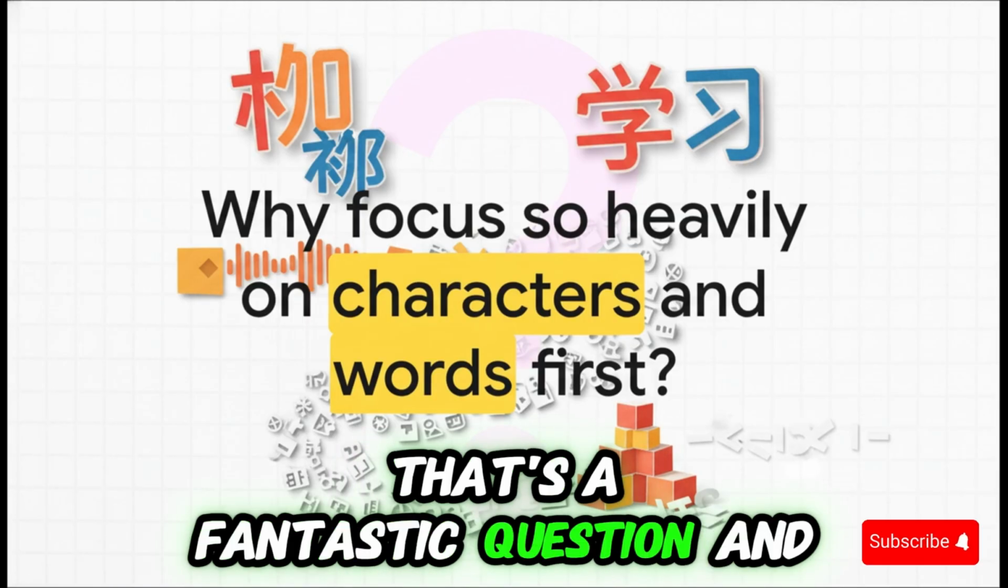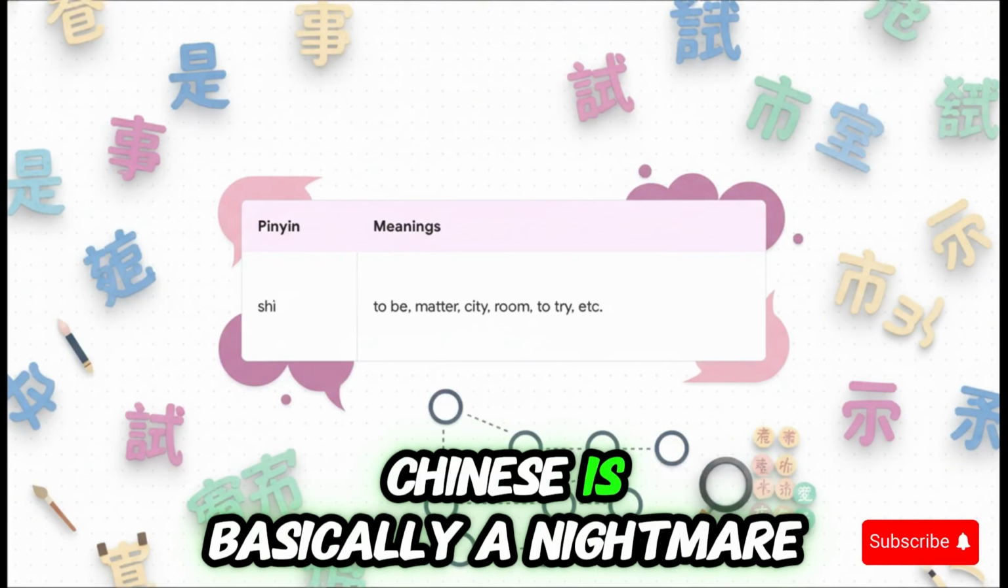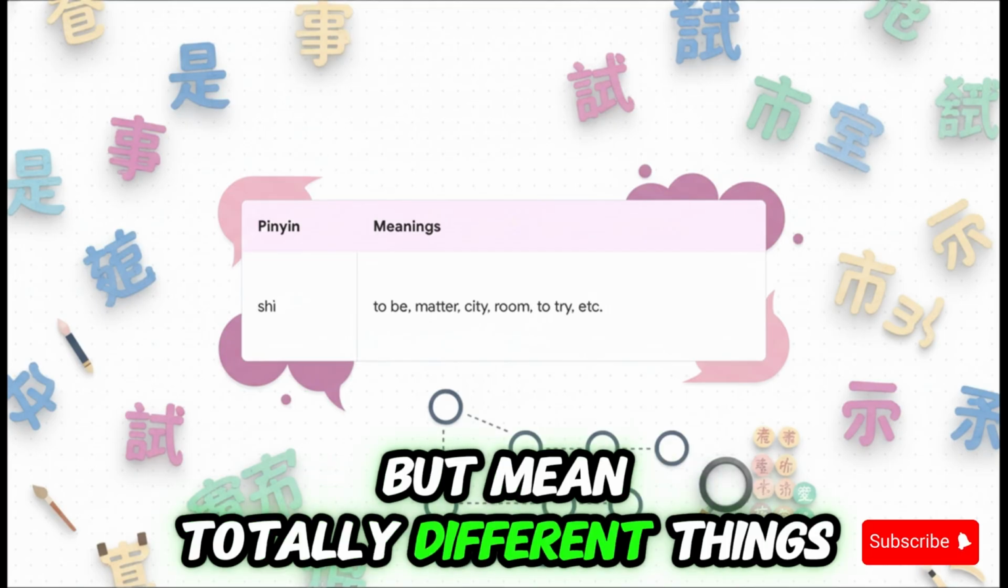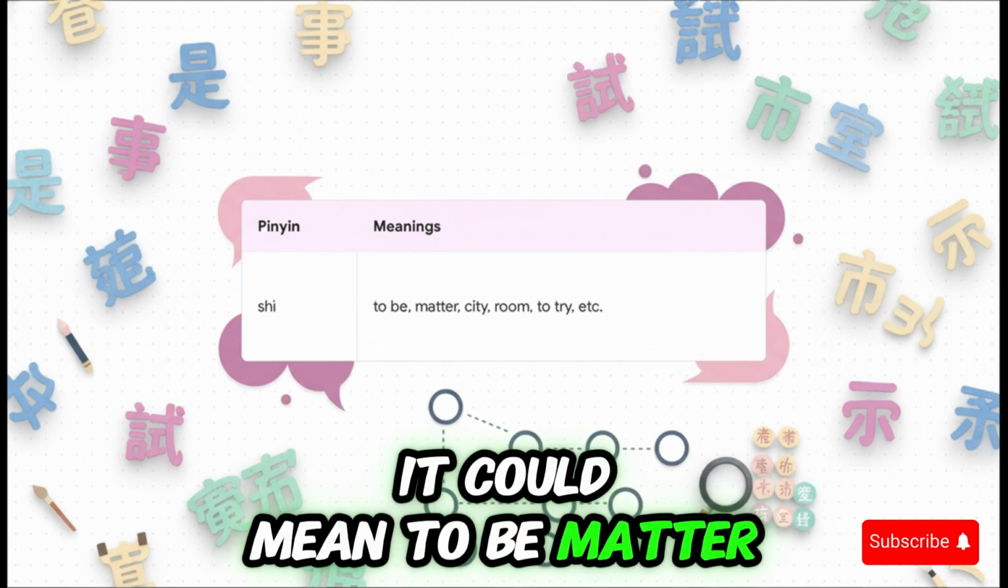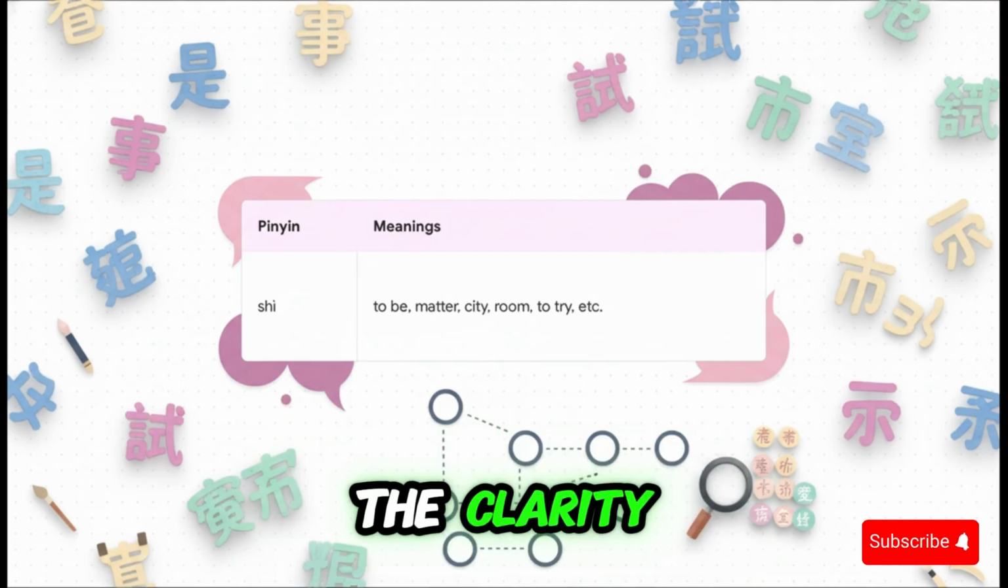That's a fantastic question. And here's why. Without knowing the characters, Chinese is basically a nightmare of homophones, words that sound the same but mean totally different things. I mean, just take the sound of "shì." It could mean to be, matter, city, room, literally dozens of things. The characters are what give you the clarity.